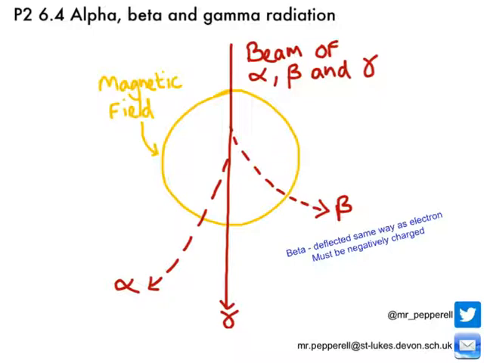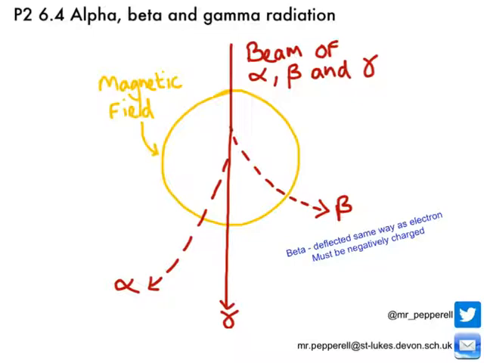Okay, so we know this is true. We know that a beta particle is actually a high energy electron that's been emitted by a nucleus when a neutron decays into a proton. The fact that when I aim a beam of beta particles through a magnetic field, they get deflected in the same way that I know an electron will be deflected tells me that they are electrons.